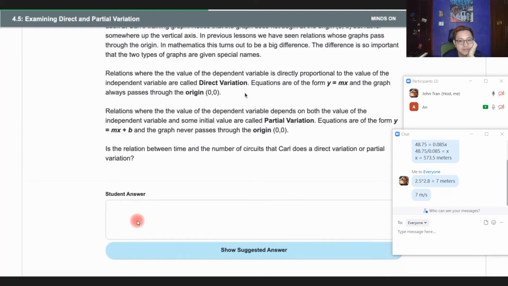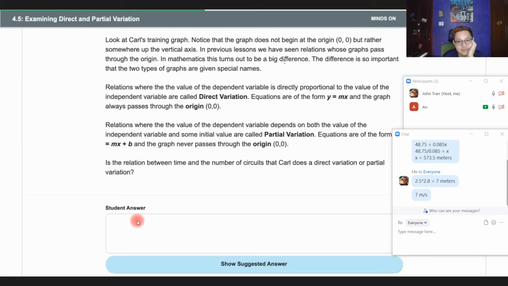What do you think? I think it's a direct variation.